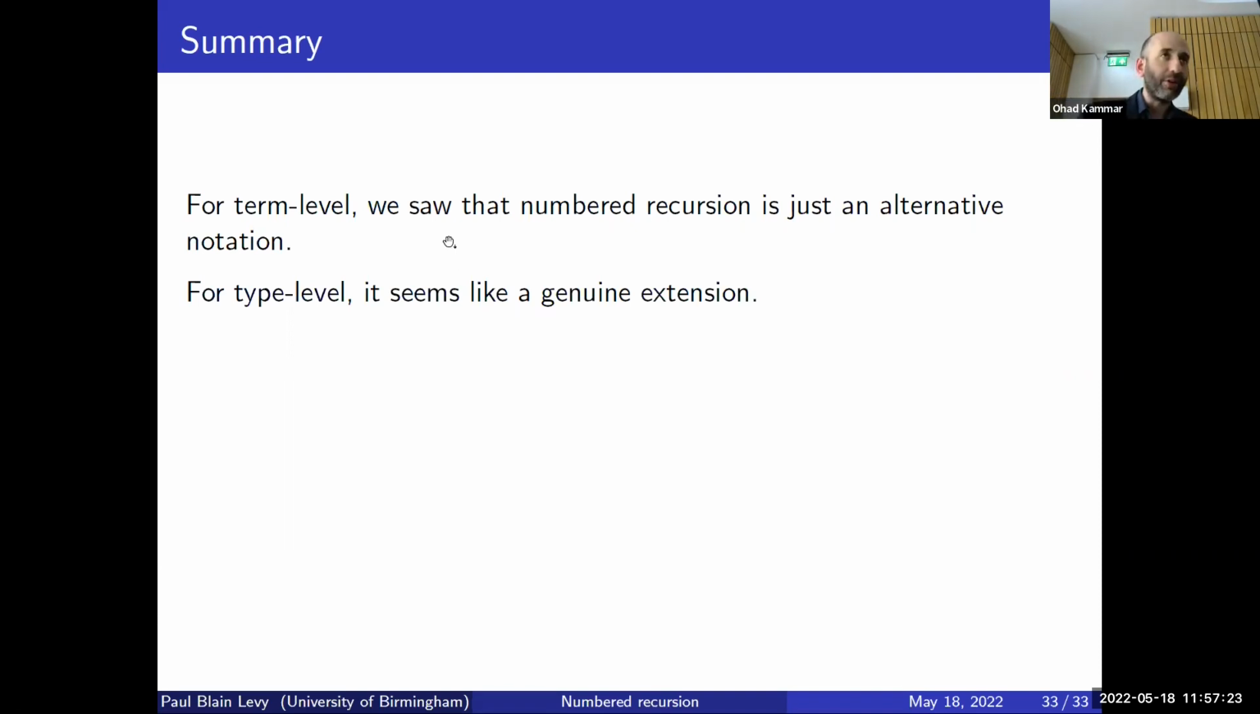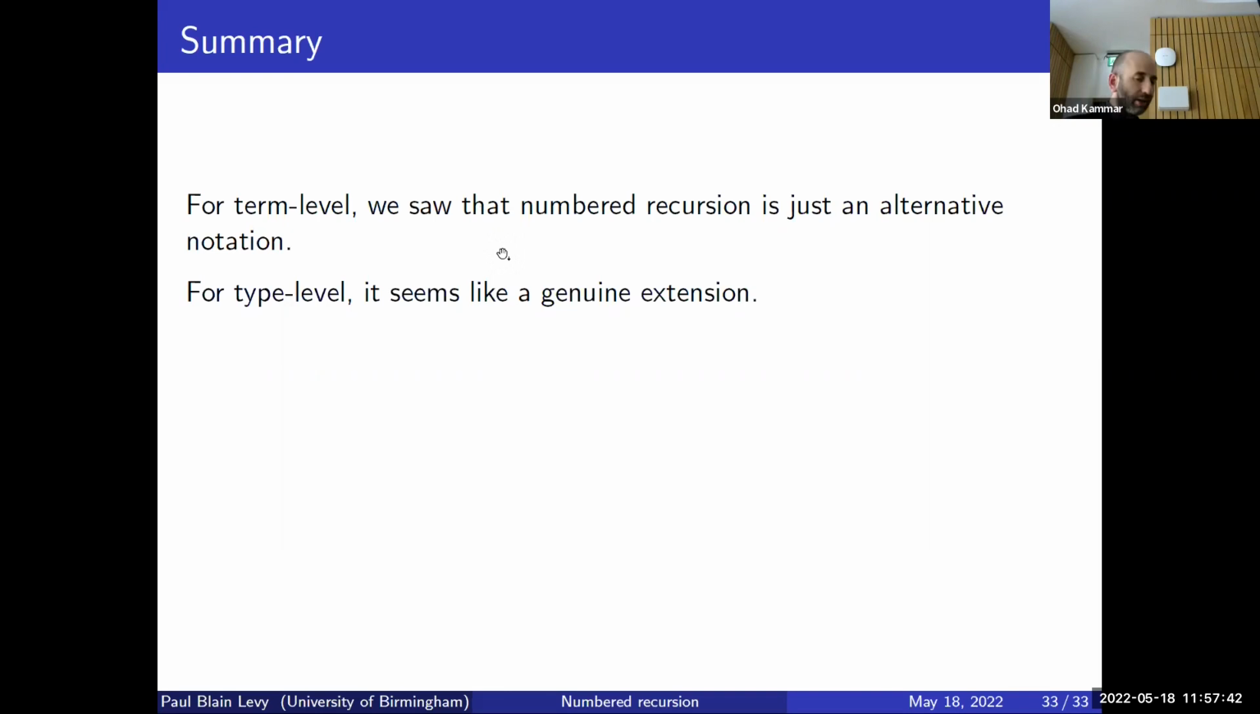Looking at term level, numbered recursion is really nothing more than an alternative notation. We're just writing numbers, but we can easily macro expand that. It's convenient to make it explicit in part of the language, but it's easy to see how to translate back. We're certainly not adding anything to the language in a genuine sense.